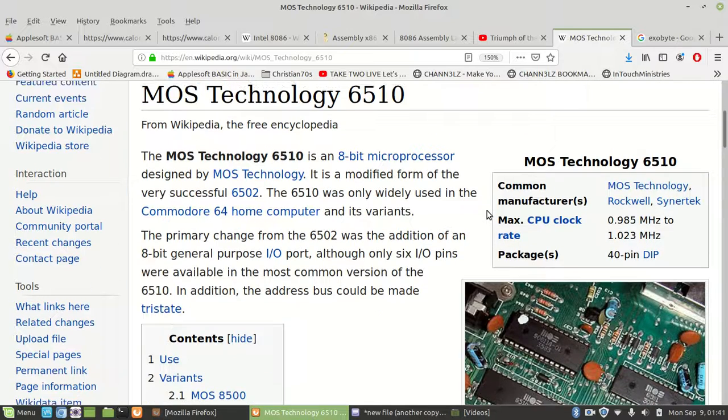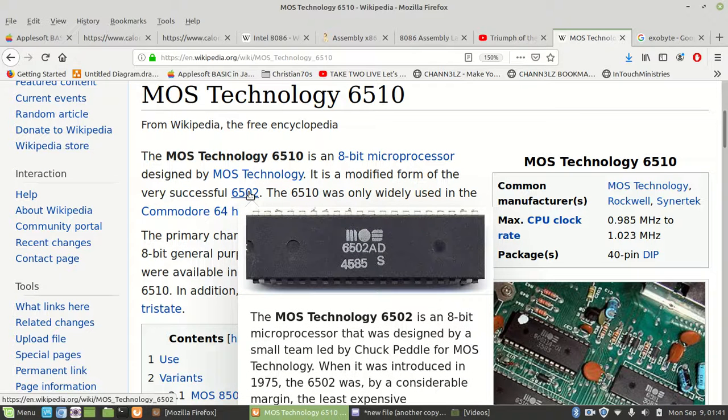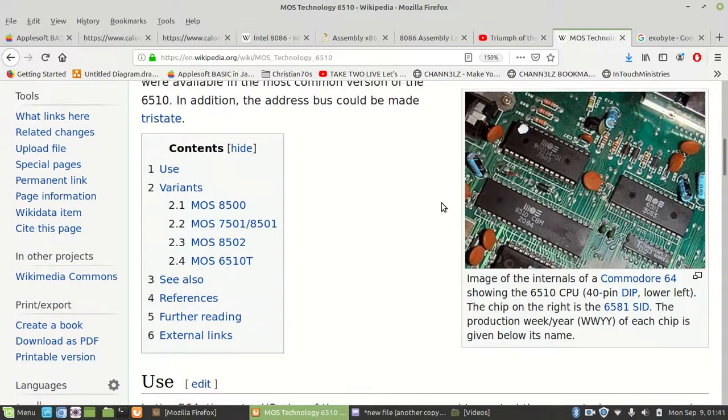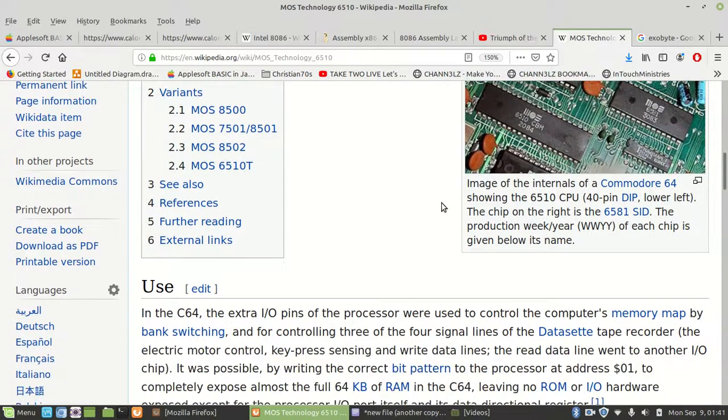Was it a 6510? I guess it was a 6510. No, it was a 6502. Oh, the 6510 was used. I thought the 6502 was used. Okay. So we go to the 6510.